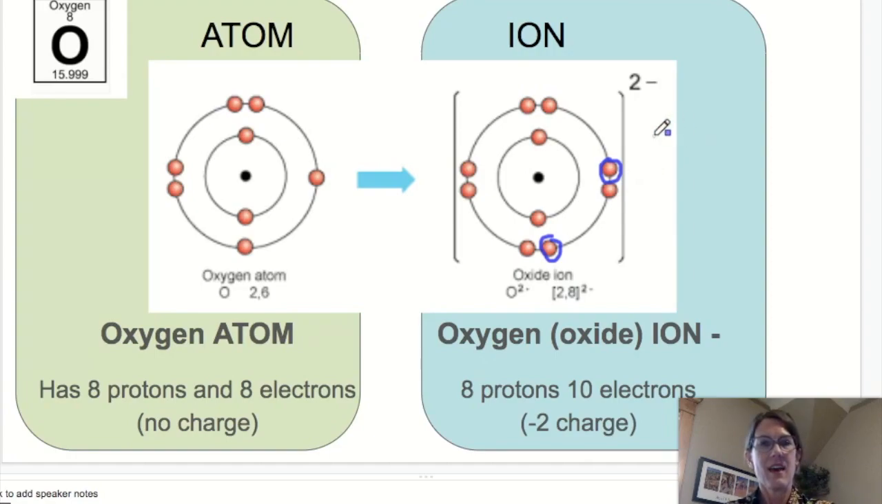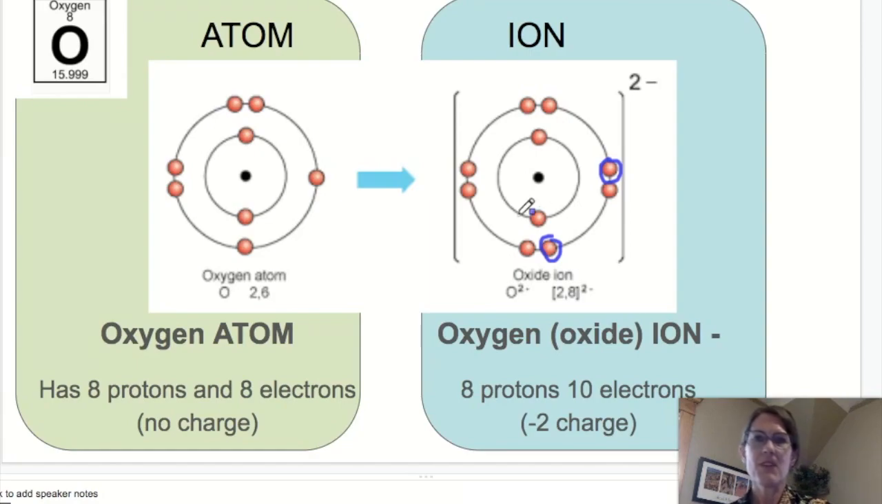So the atom now is not called an atom, it's called an ion. So the ion is the word we use for the oxygen when it has a charge. So since it now has 10 electrons, 2 in the first energy level and 8 in the second, it's stable now because 8 valence electrons is stable, but now it has a charge of -2 because each of those 2 electrons are negative. So 2 extra electrons means -2.